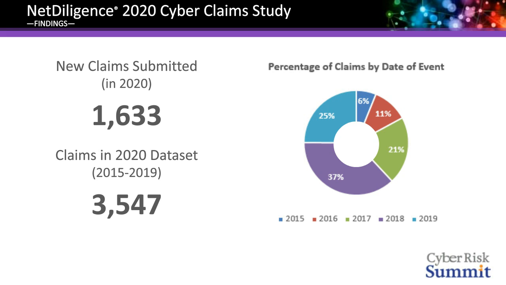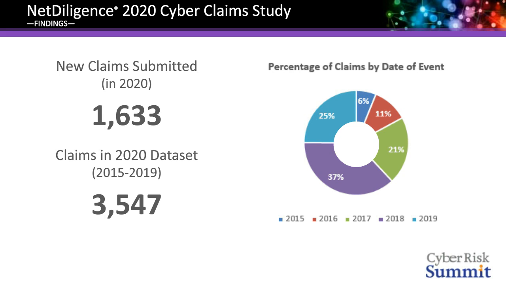New claims, about 1,600 new claims were submitted. We always give you a glimpse of the most recent year, the 2020 year, but we also do a backwards-looking 5-year analysis. So you can see how the years line up here on the right-hand side, just a little bit of pie chart to spread.